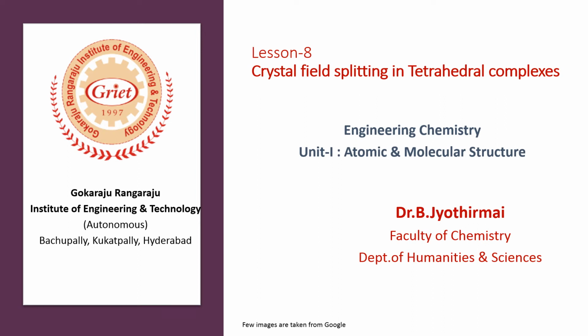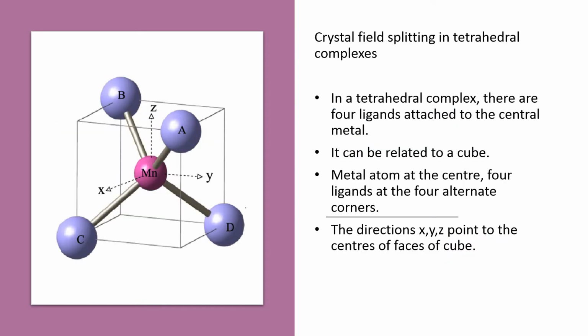Welcome back to our next session that is on crystal field splitting in tetrahedral complexes. Crystal field splitting in tetrahedral complexes. A tetrahedron can be related to a cube where there is a central metal atom surrounded by ligands, and the ligands are at four alternate corners of the cube.